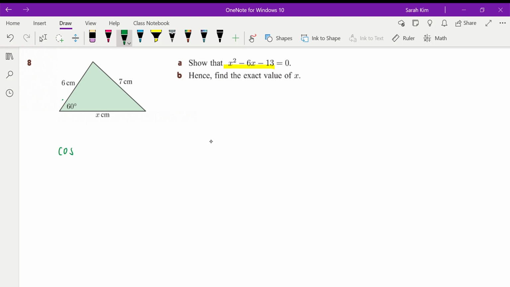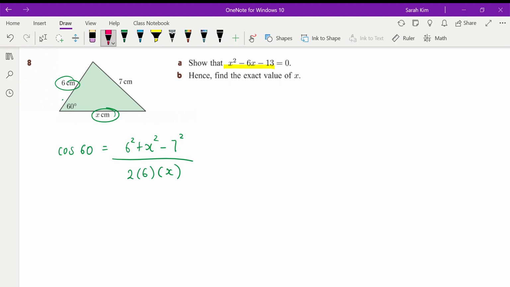So cosine, I might just write it as cosine 60 equals, so the 2 adjacent sides added together, take away the opposite side, and then it's 2 of the adjacent side. So this is what I get. I might write the bottom numerator without the times sign.